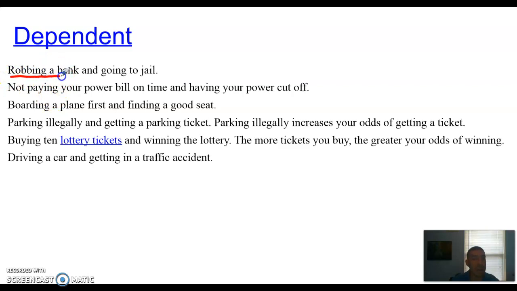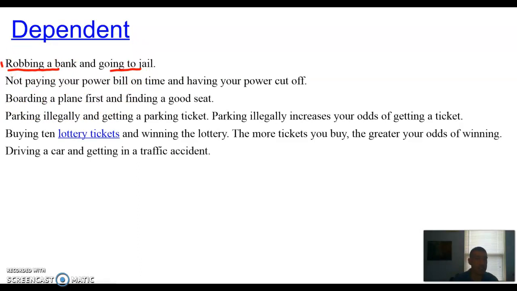Robbing a bank and going to jail. Those two would be considered dependent because if you rob a bank, it's most likely you will end up in jail. So therefore, one thing depends on the other. Let's go down to the second one. Okay, the second one right there.